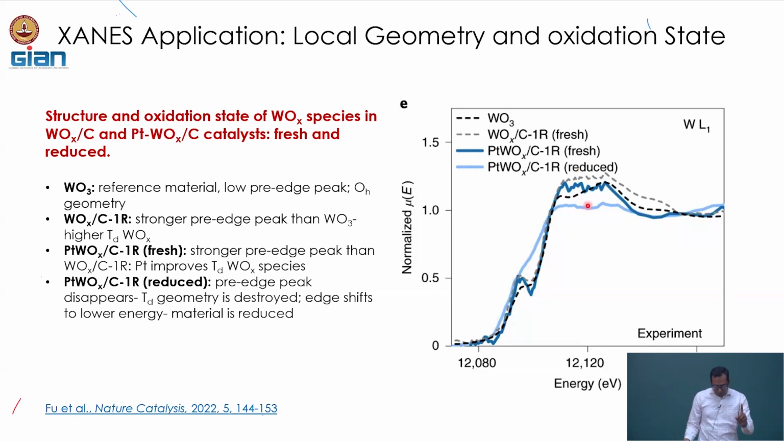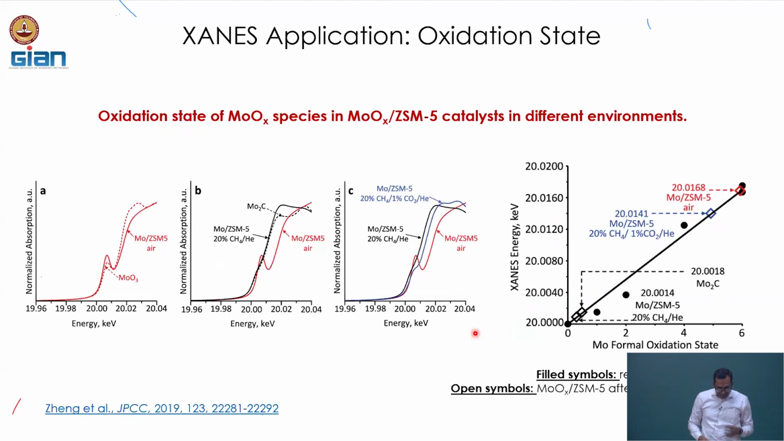There is one key point to see here. Now look at the dark blue line and the light blue line, and look at the position from which the edge is starting. The dark blue starts at a slightly higher energy, whereas the light blue starts at slightly lower energy. So depending on the rising edge, we can get information about the oxidation state of the material, and that's something that we are going to see in the next example.